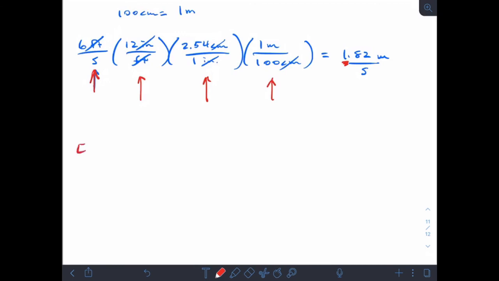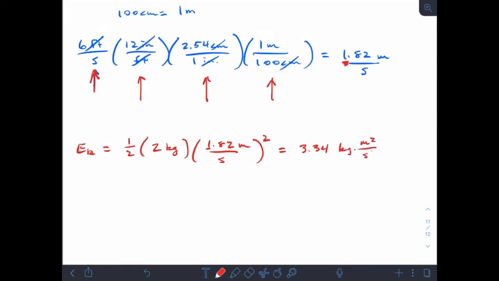So our final bit, kinetic energy equals 1/2 the mass, which was 2 kilograms, times our velocity squared, 1.82 meters per second, tracking that first significant digit. So when we punch that into the calculator, 3.34 kilograms times meters squared over seconds squared.